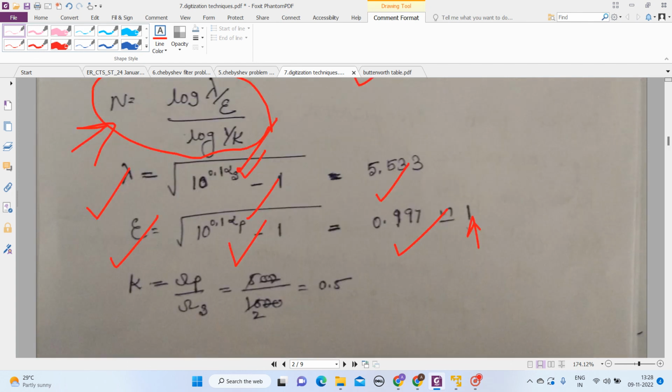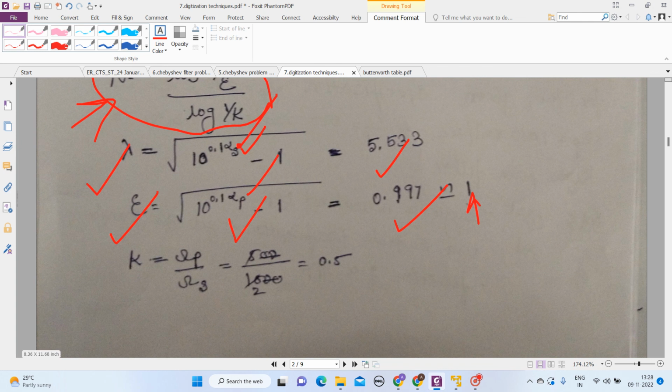Then afterwards we have to find another value, k. K is the ratio of pass band frequency divided by stop band frequency, 500 divided by 1000. Because here we are going to design the low pass filter first, and only then use the transformation to find the high pass filter transfer function. So the pass band frequency is 500, stop band frequency is 1000, and the k value is 0.5.